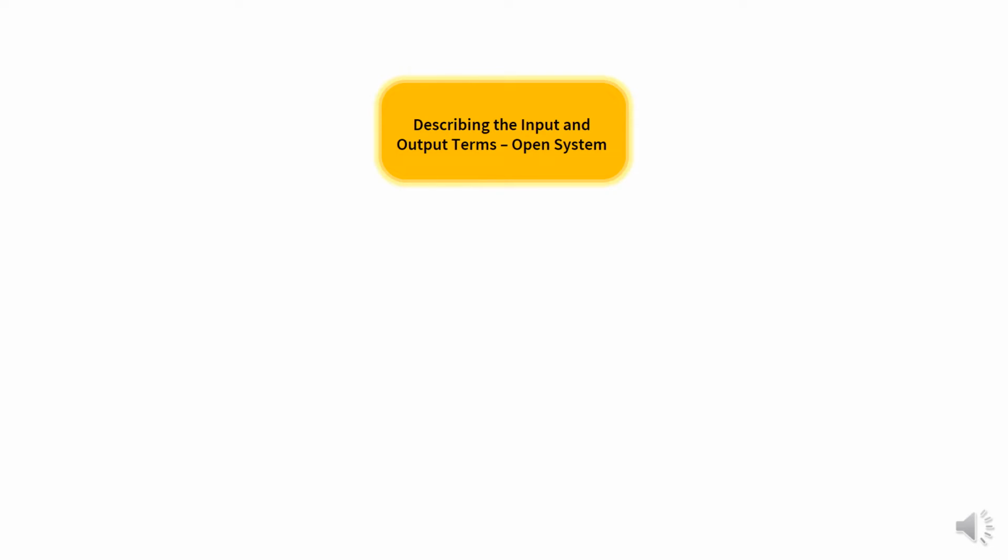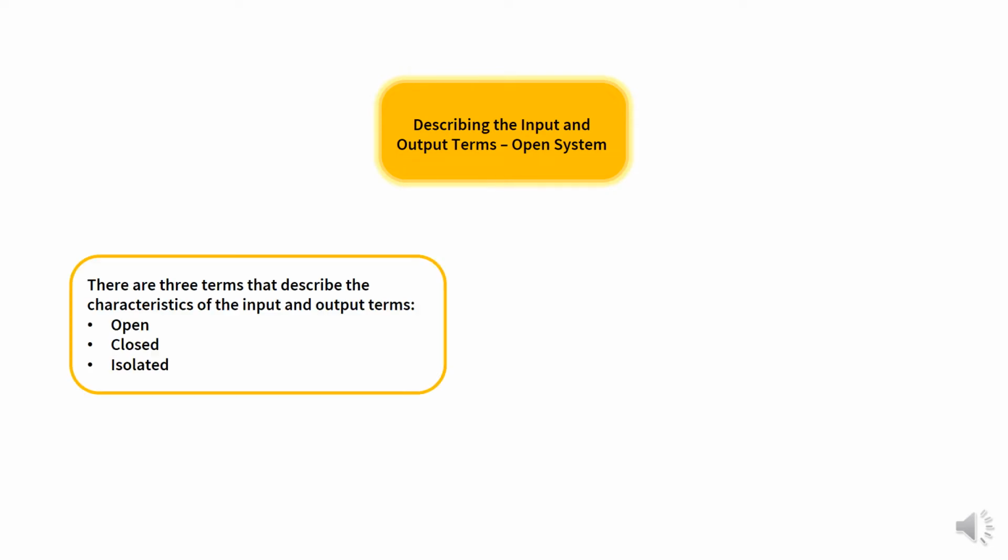When an extensive property crosses the boundary, it is exchanged between the system and the surroundings, and there are three terms that describe the characteristic of the input and output terms of a system. They are open, closed, and isolated.